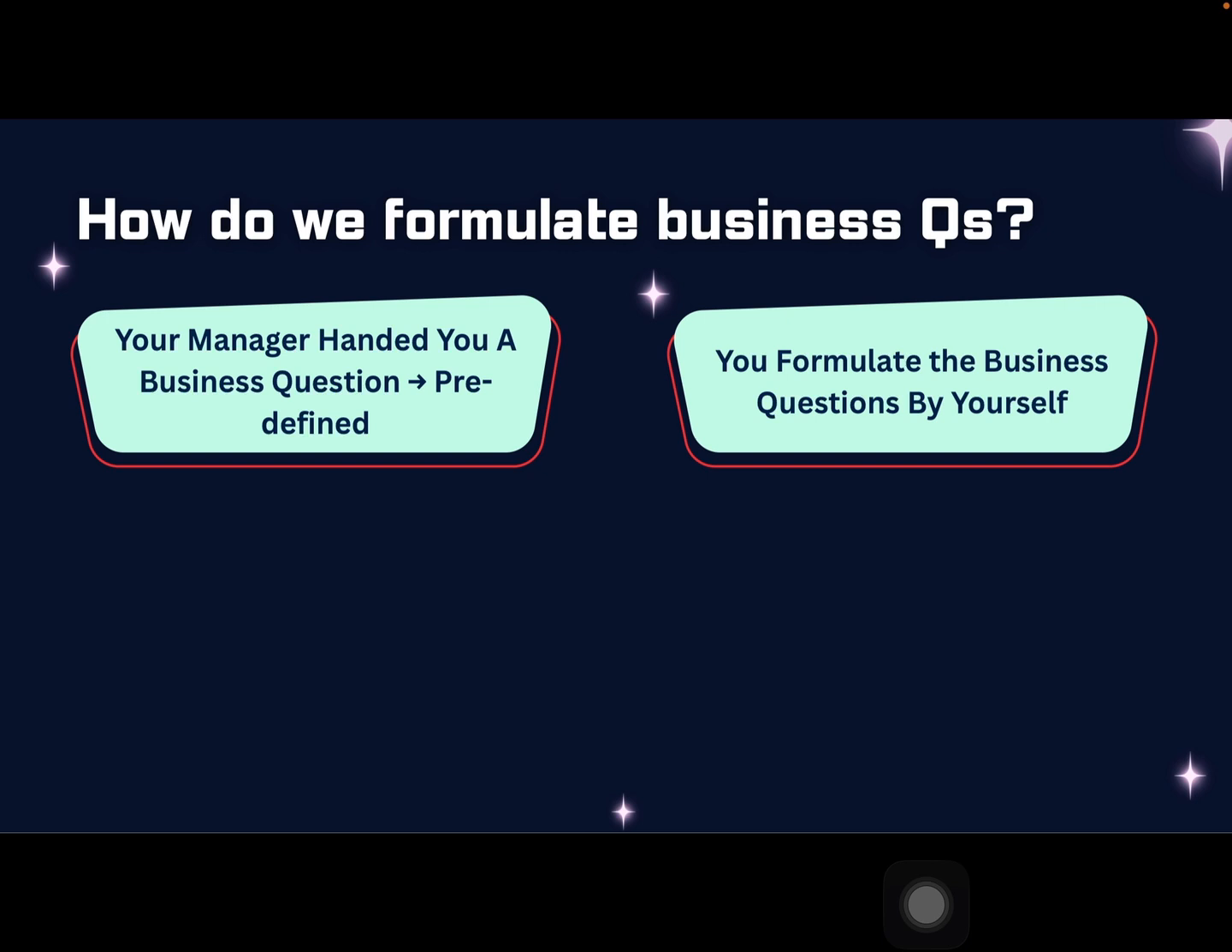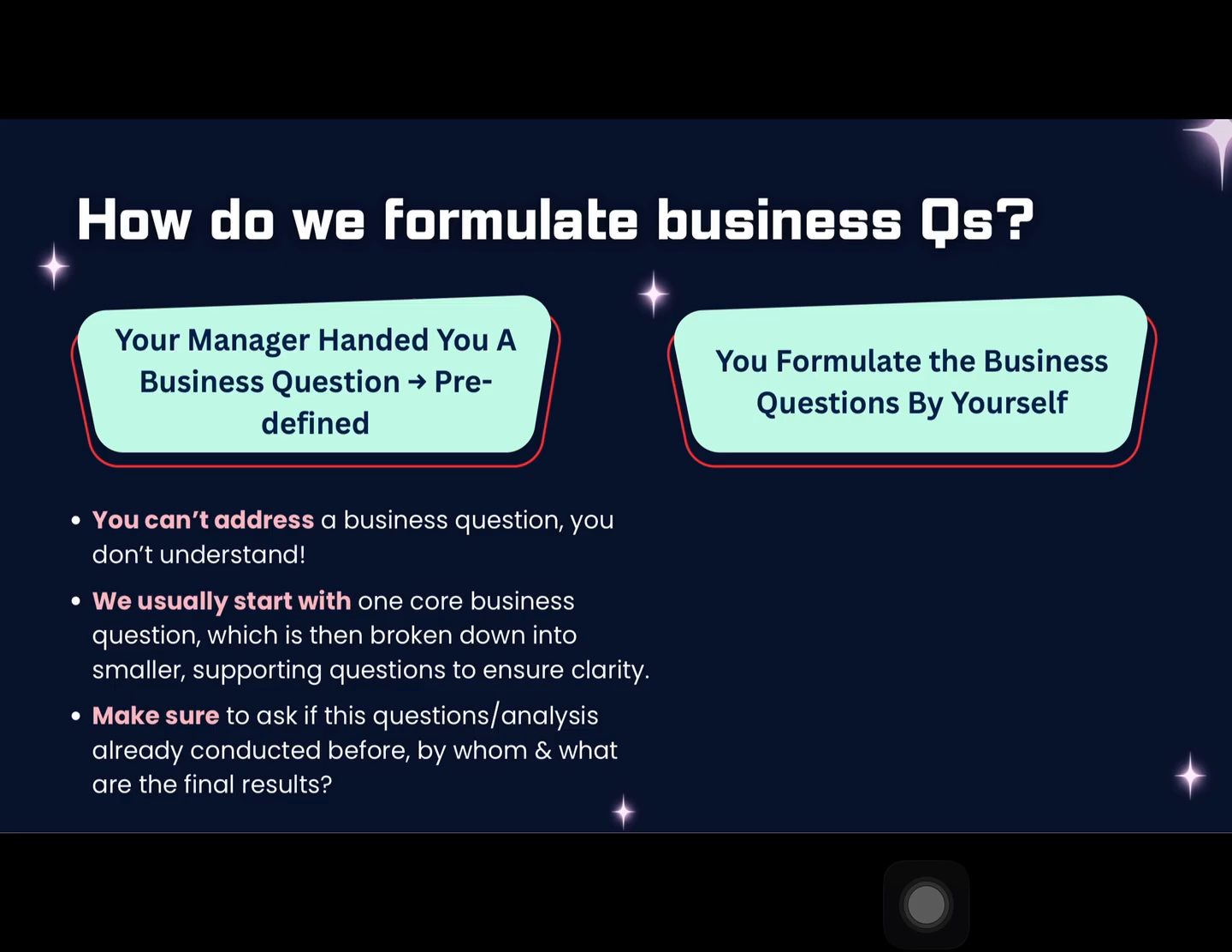So because these questions come later in practice when we define the relevant business goal, then we have the business KPIs and how to track them. Now, a crucial question will be how to formulate a good business question. With the first type, you can't address a business question if you don't understand what this question is trying to answer. We usually start with one core business question, which is then broken down into smaller supporting questions to ensure clarity. Clarity is a main feature in any analysis.